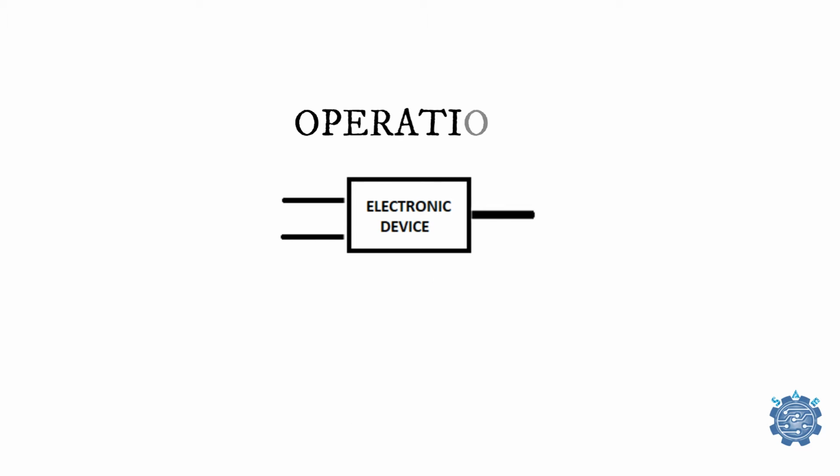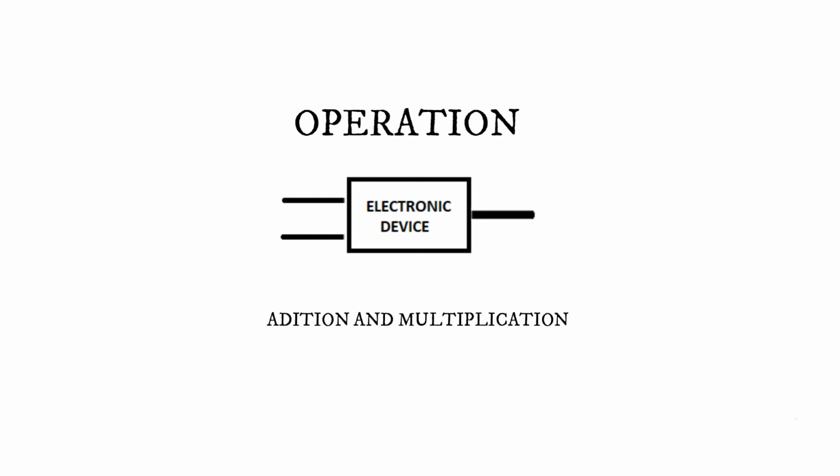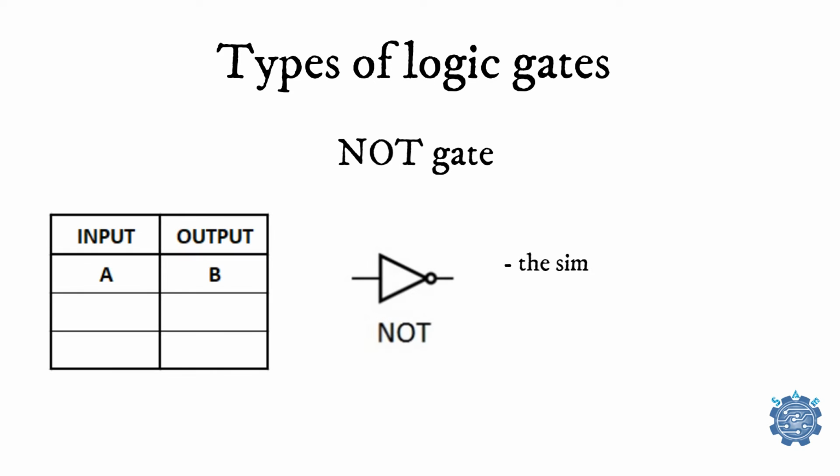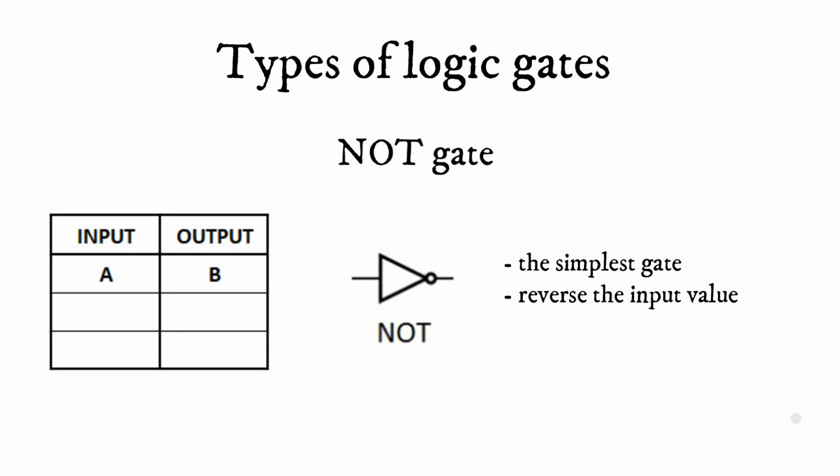The operation of every single logic gate is a very simple addition and multiplication of inputs and can be easily used. Let's have a look at each type of gate. NOT gate is the simplest gate, which is intended to reverse the input value. If input is low, then output is high and vice versa.